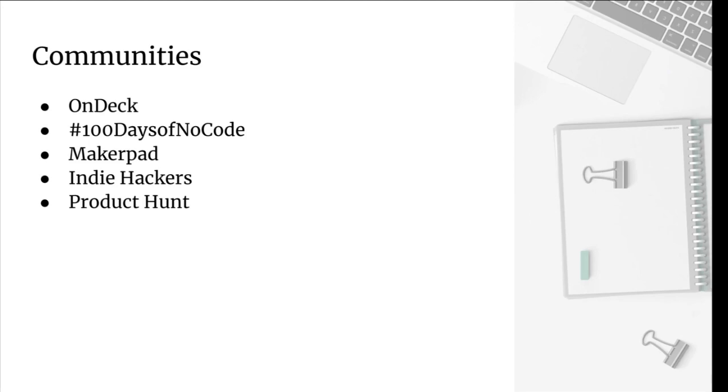When you're in the no-code space or when you're in the entrepreneur space, community is almost everything to you. It's what provides you support, what provides you information. And when it comes to no-code, there are some really amazing communities. So OnDeck is one really amazing community. It's a global community of people all across the world building really interesting things. 100 Days of No-Code. So if you actually search this hashtag on Twitter, you'll see lots of people that are building with no code and going through these micro courses, learning how to build stuff with no code.